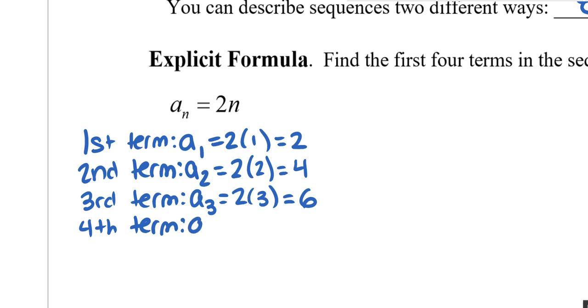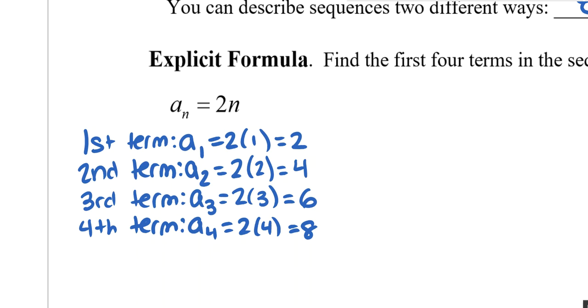For our fourth term, we're going to say this is 2 times 4, or 8. And for our fifth term, we could keep going and plug in n is equal to 5. For our sixth term, we could plug in n is equal to 6, and so on.